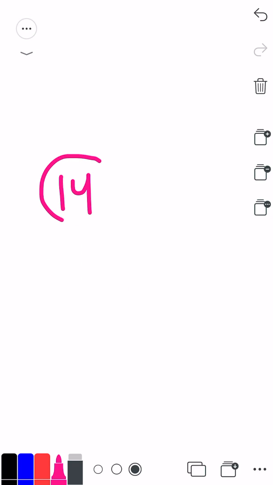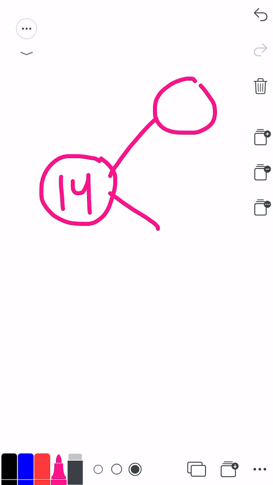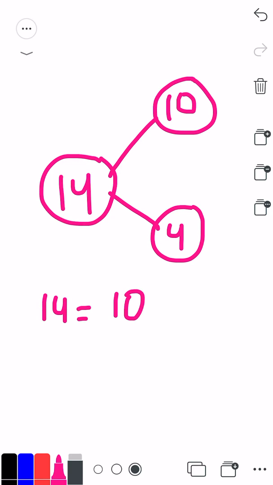Like 14, you circle this 14 and you draw two lines. One is for the 10 and the other one is for the other number that adds to 10 to make 14, which is 4. So 14 equals 10 plus 4. And whenever you see these three circles, you write number sentences using addition or subtraction like this. 14 equals 10 plus 4. Or you can write it like this: 4 plus 10 equals 14.